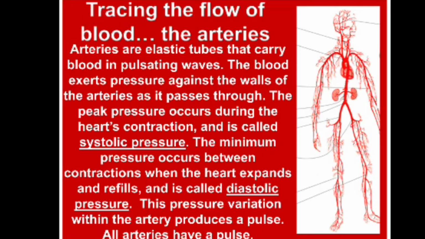Then, arteries are elastic tubes that carry blood in pulsating waves. The blood exerts pressure against the walls of the arteries as it passes through. The peak pressure occurs during the heart's contraction and is called systolic pressure. The minimum pressure occurs between the contraction and when the heart expands and refills and is called diastolic pressure. This pressure variation within the artery produces a pulse. All arteries have a pulse.